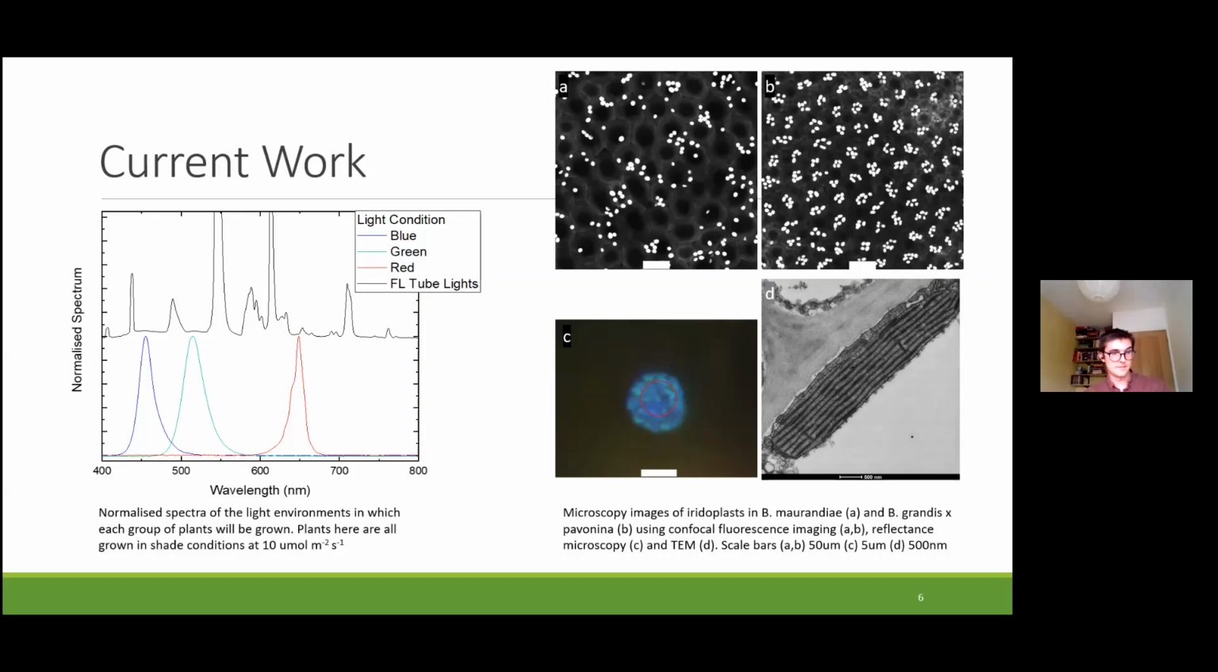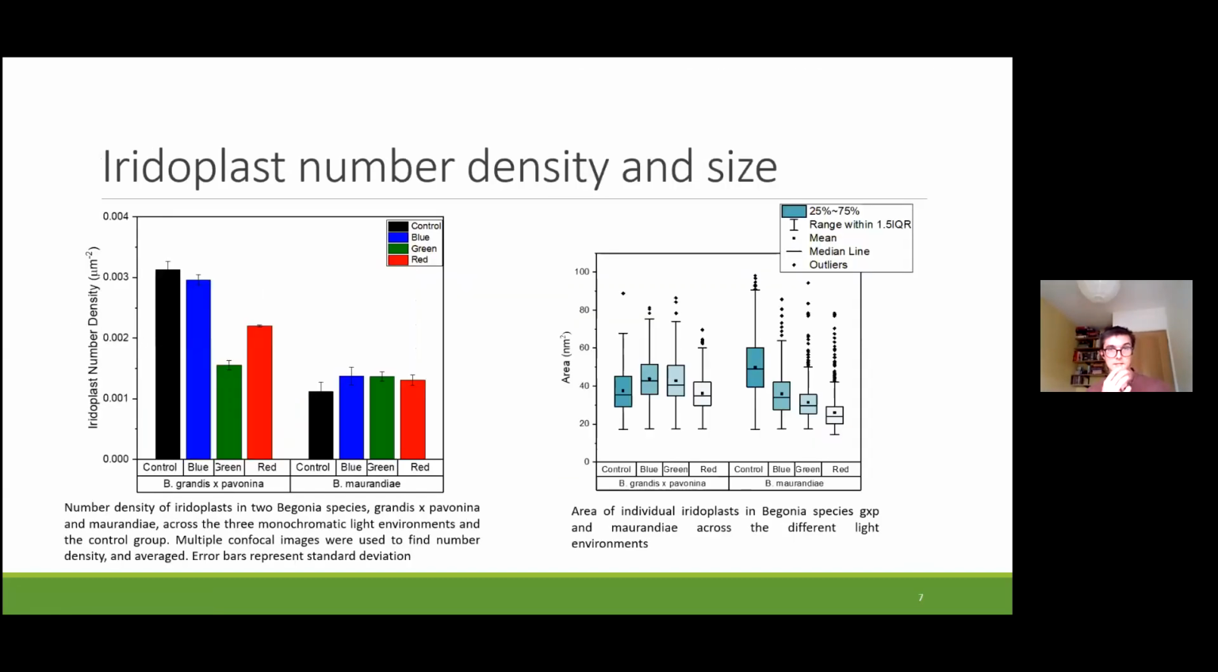Confocal fluorescence imaging allows me to get information about the size and the number density of the iridoplasts, and TEMs are also important for finding out the structural dimensions and things like that. So I'm going to start with the number density and the size.